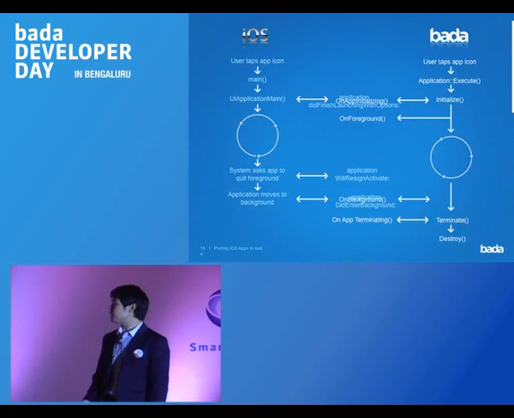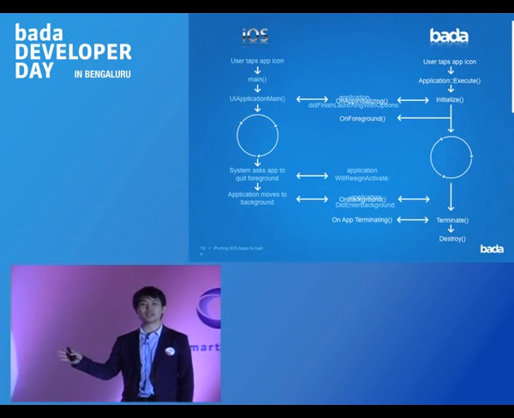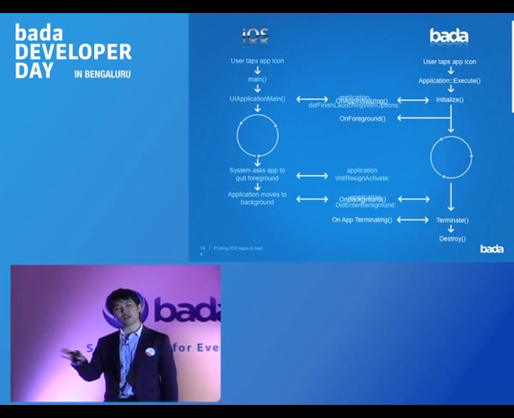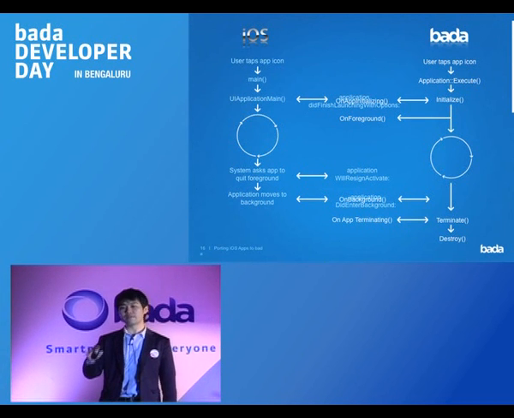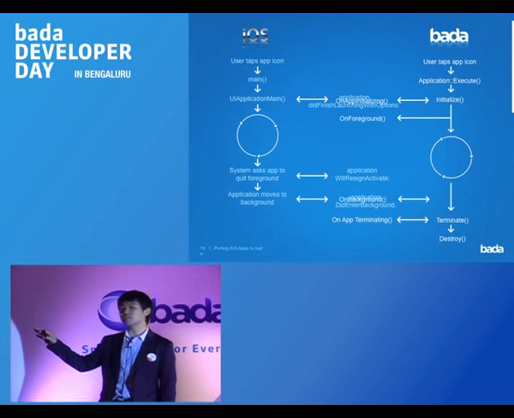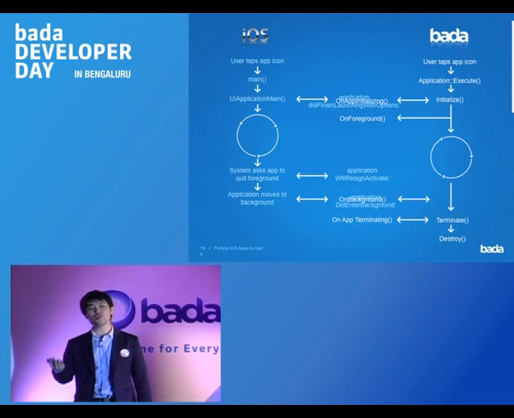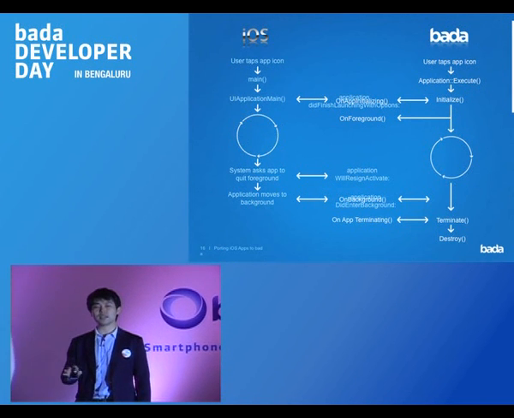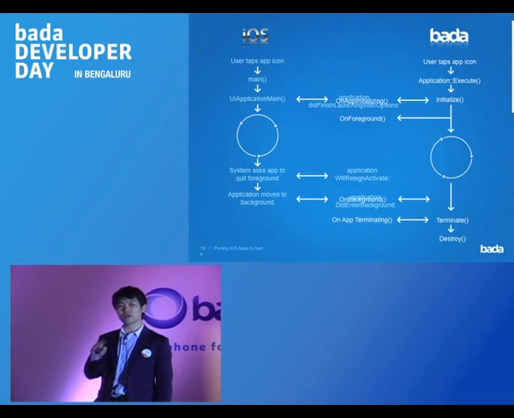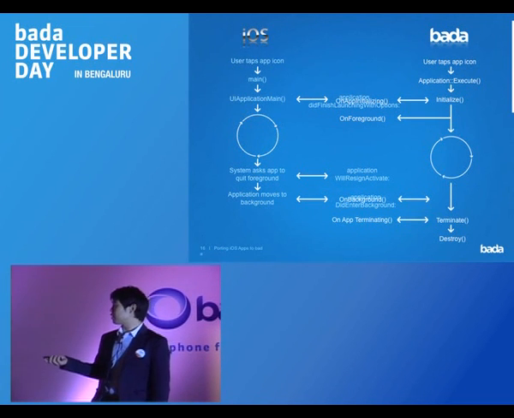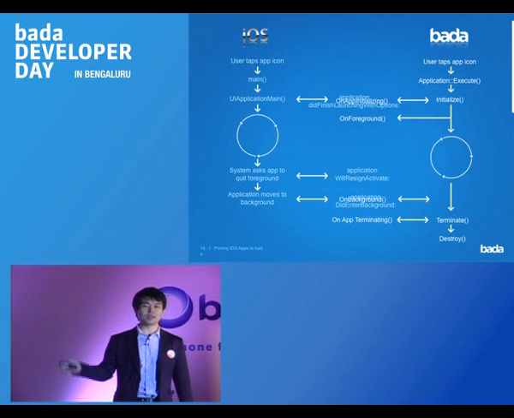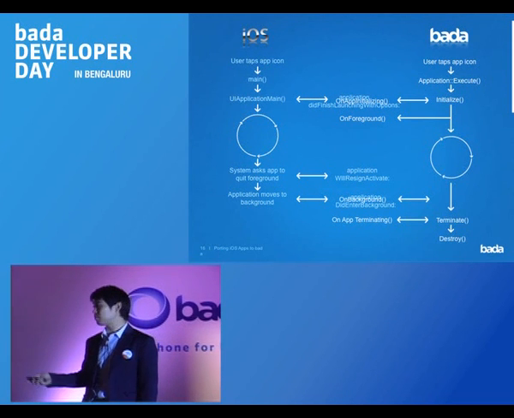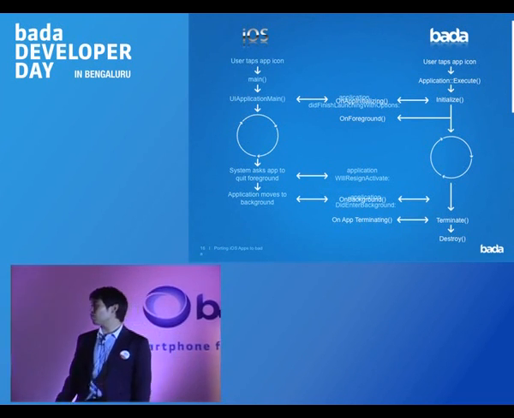After that, the application goes to foreground status. This is not shown on the iOS side, but iOS also has it. We give the OnForeground event and give you the chance to do something for showing your UI, because at this stage your application is showing up on the phone. Next, the application is running, and events are generated and delivered to your application.